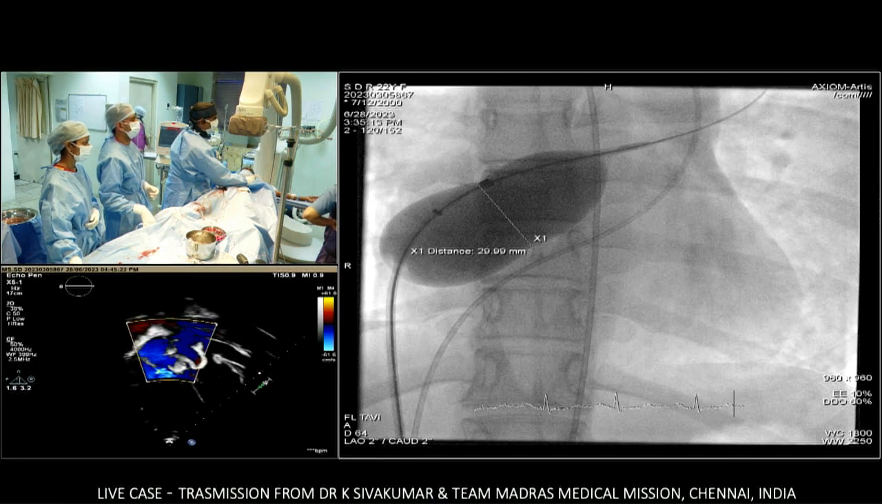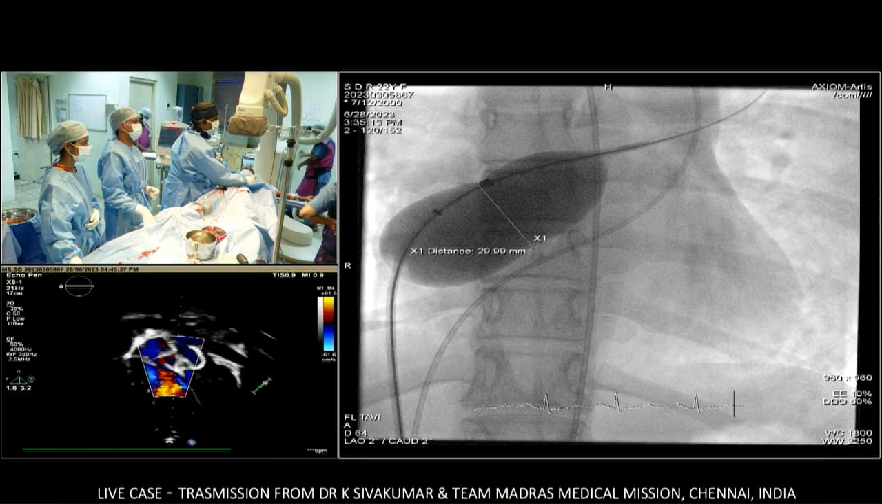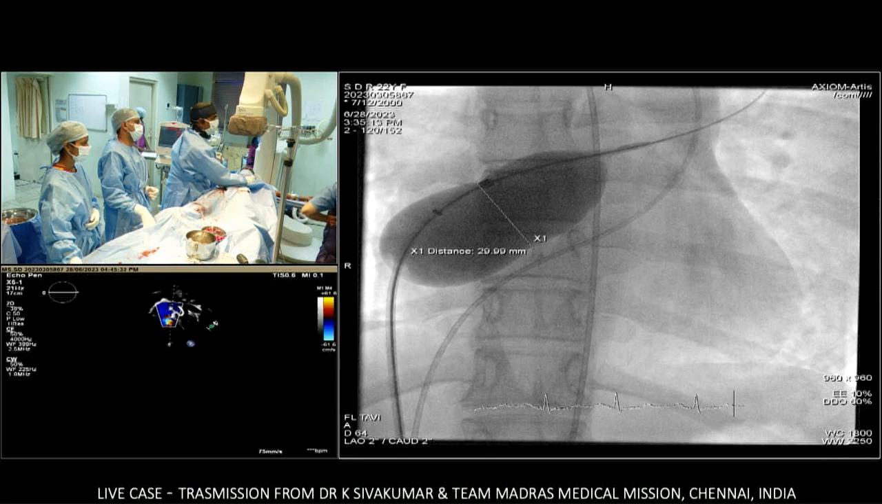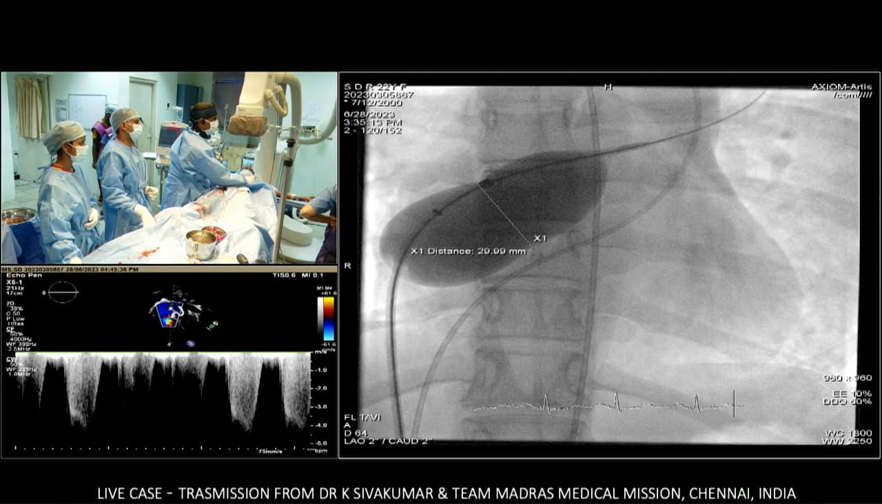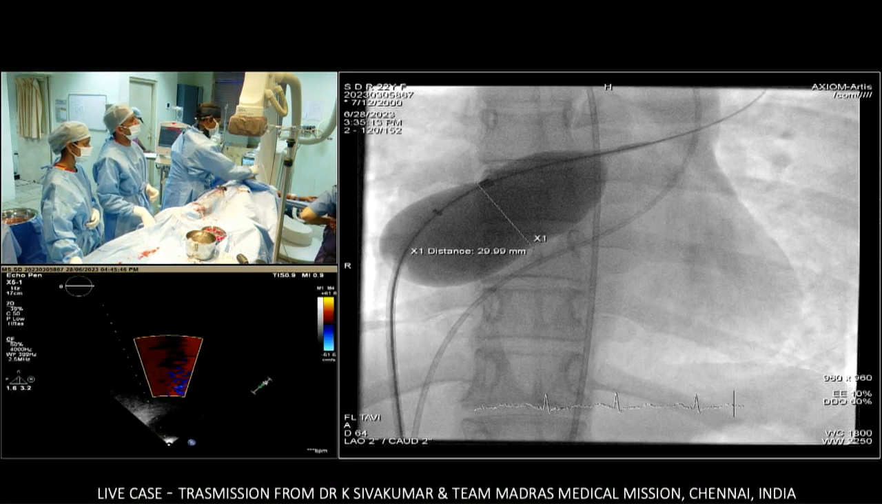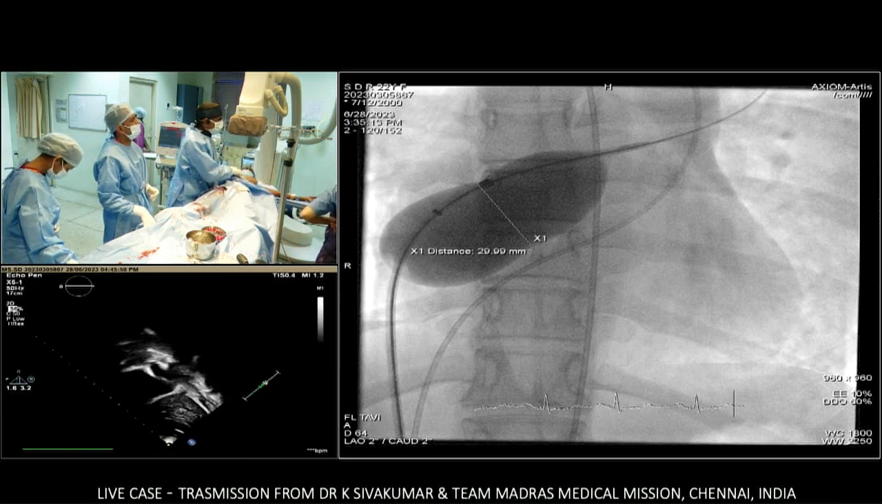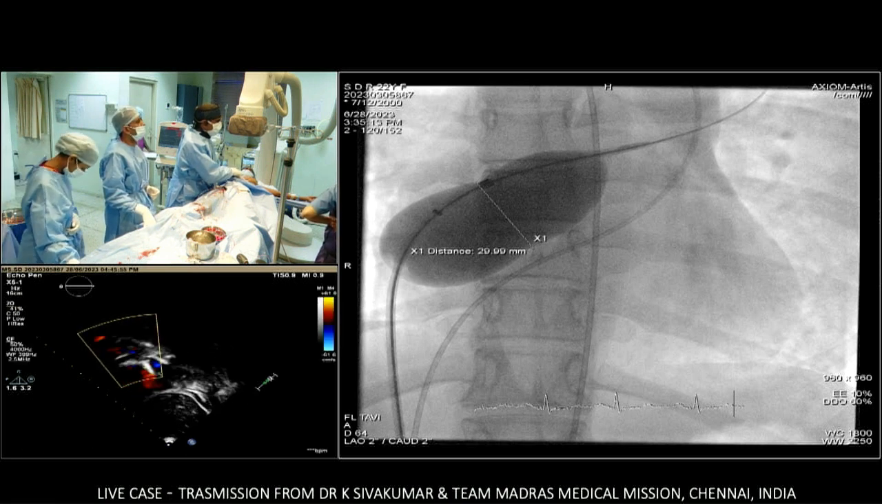Can you check the TR gradient? Yeah. There was moderate tricuspid regurgitation before because of the pulmonary hypertension. We are just re-measuring the pulmonary artery pressures. We had a child who was 5-6 years old in whom we put a 27 millimeter fenestrated device like this, because it was a very large ASD, and the fenestration was 6 millimeter, and it closed after 2 years. We had to put a stent in the fenestration.